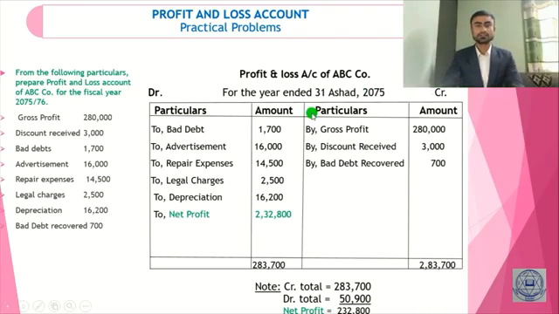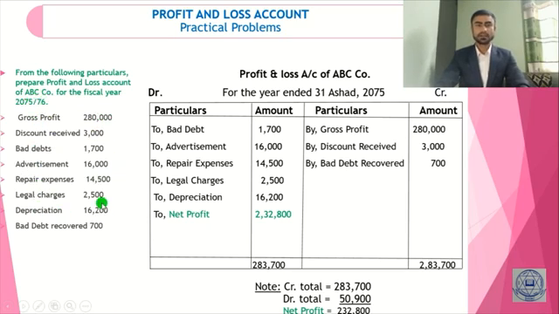So here are the solutions of some of the practical problems which I have given you in my previous video. So let's prepare the profit and loss account from these questions. This is the first question: from the following particulars, prepare the profit and loss account of ABC company, for the fiscal year 2075-76. Now the name of the company and the date are written in the heading of the profit and loss account, and here are some items and the amounts as well.